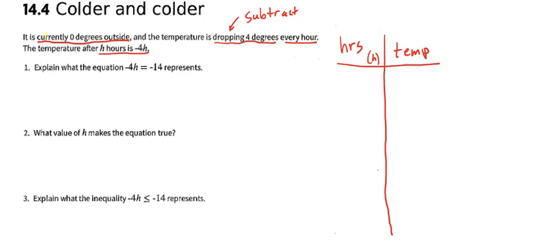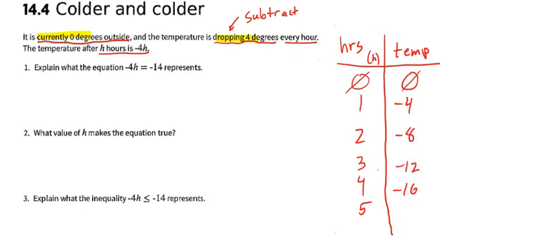Now, when it says currently 0 degrees outside and it's dropping 4 degrees every hour, well, if it's currently 0 degrees outside, that's like the start. Current means the start. So no hours have passed. 0, 0. That's the start. But after 1, 2, 3, 4, 5 hours, it's going to get colder by 4 each hour that goes by. It doesn't tell us if it ever stops, so it might just keep getting colder and colder.